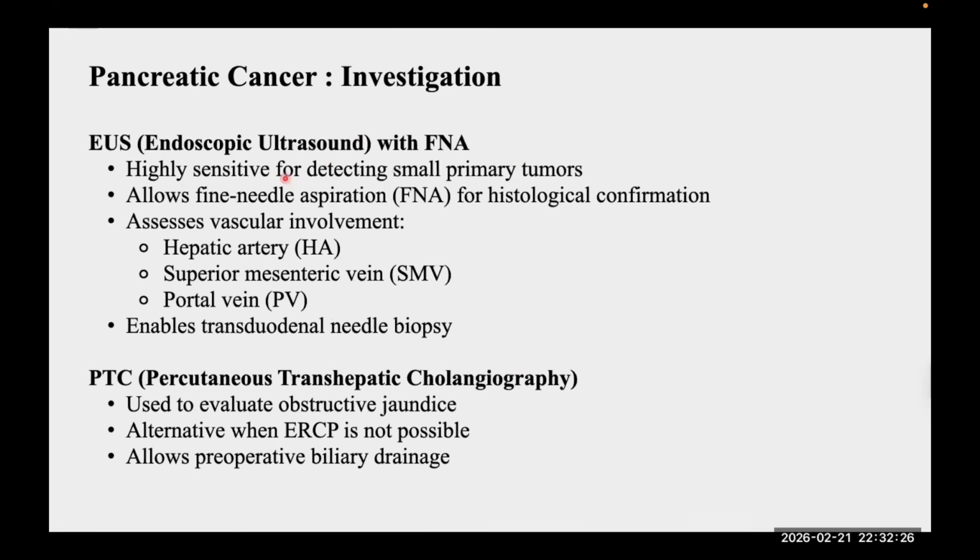Okay. Now, moving on, other investigations that can also be ordered are endoscopic ultrasound with fine needle aspiration. This is a very, very sensitive investigation. We don't really use it for screening, but it's an investigation modality. It's very sensitive to detect small tumors, even if they're not showing on CT, and allows for fine needle aspiration so you can confirm histologically. It also assesses if there is any vascular involvement in the hepatic artery, superior mesenteric vein, portal vein, and enables the transduodenal needle biopsy. So that's a good thing. We can biopsy as well because we're going inside.